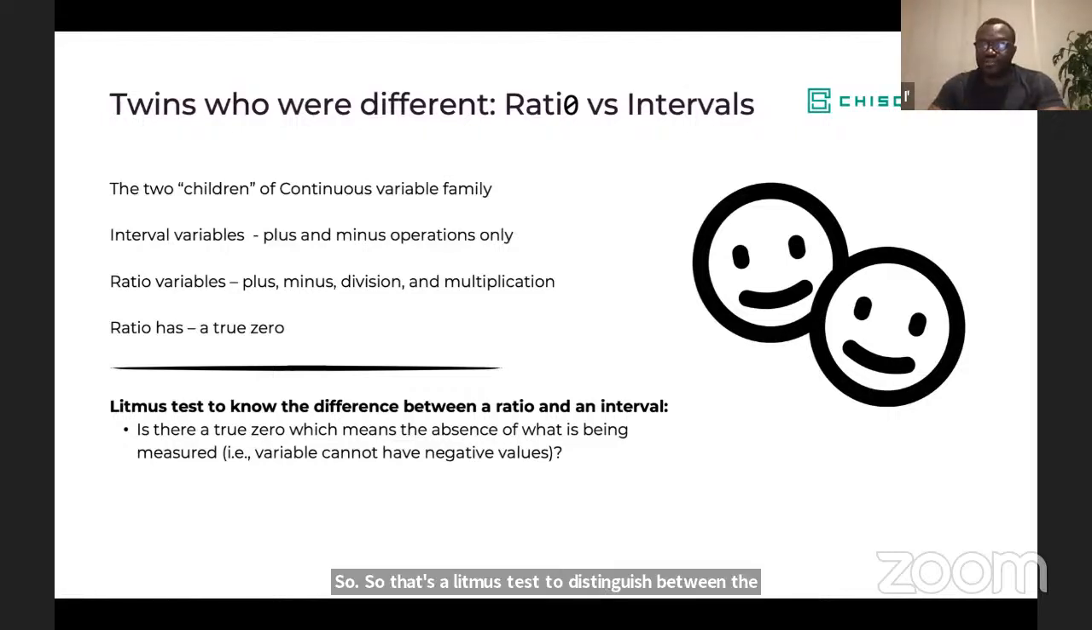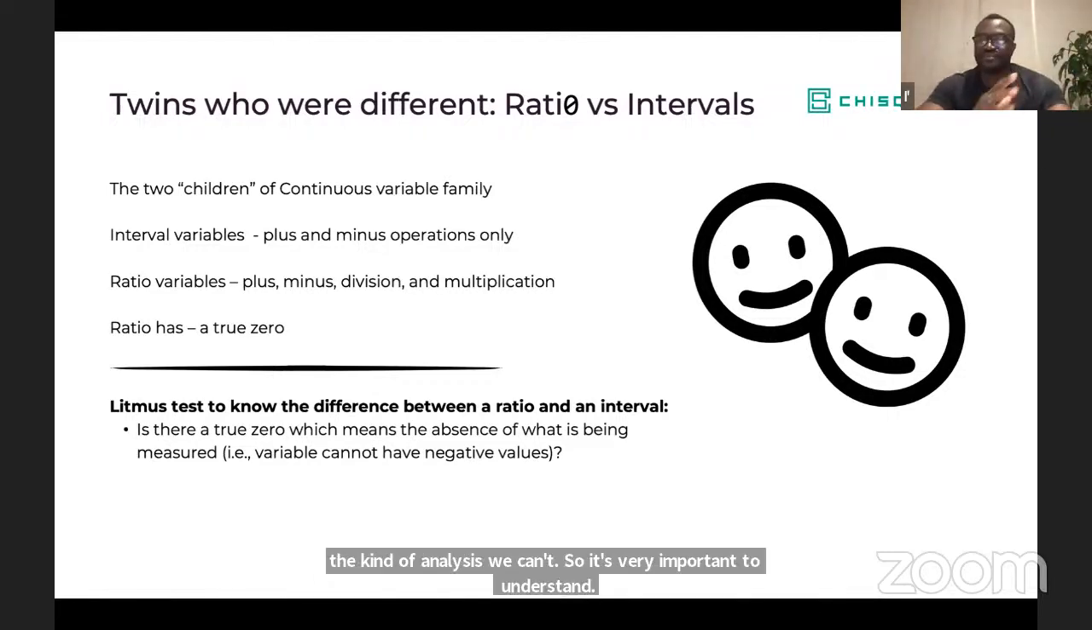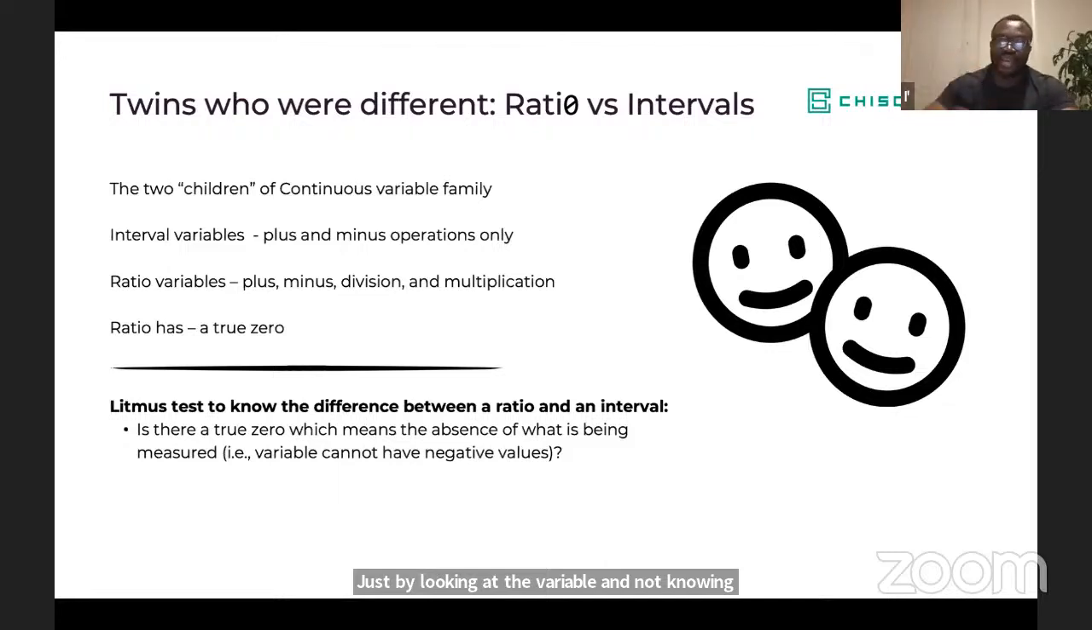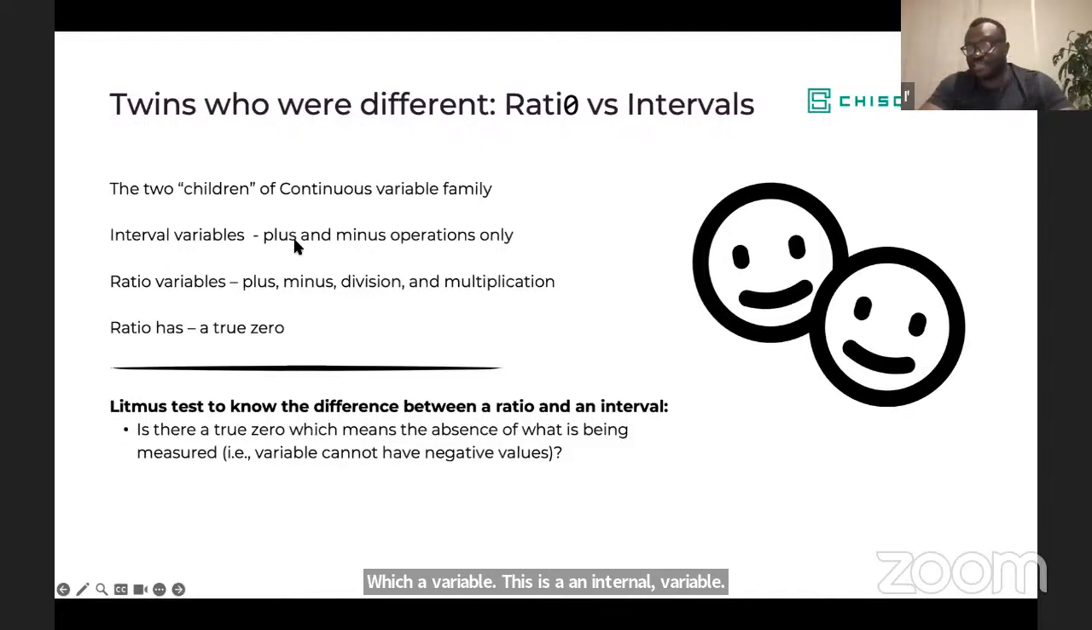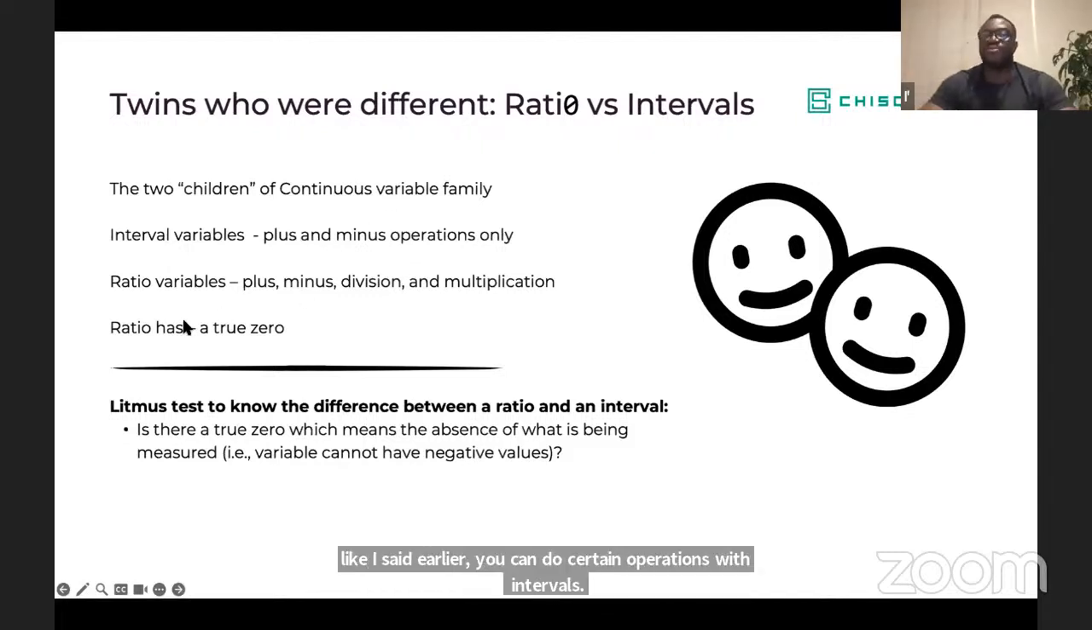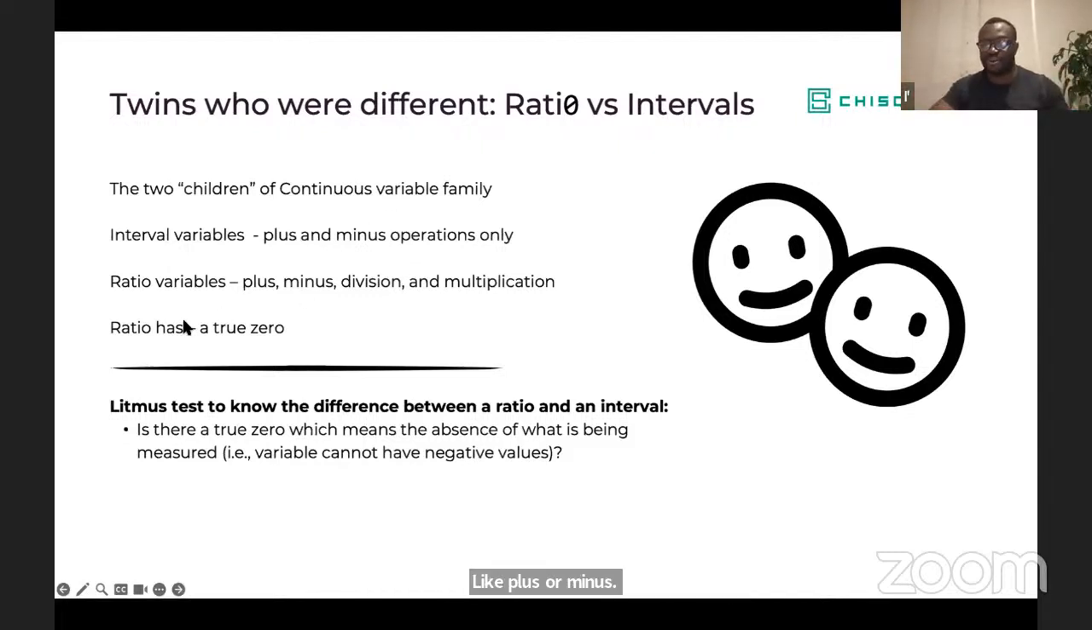And that's very important to note because it affects the kind of analysis we can do with some variables and the kind of analysis we can't. So it's very important to understand, just by looking at the variable, that this is a ratio variable or this is an interval variable. Because like I said earlier, you can do certain operations with intervals, like plus and minus, whereas ratio variables allow you a much broader realm of analysis types, like plus, minus, division, and multiplication.